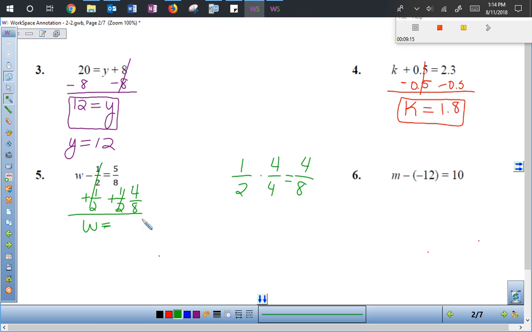So once we have the common denominator, we want to add the numerators. 5 plus 4 is 9. My denominator stays 8. And again, we always leave it as an improper fraction. We don't want mixed numbers, so w equals 9/8.